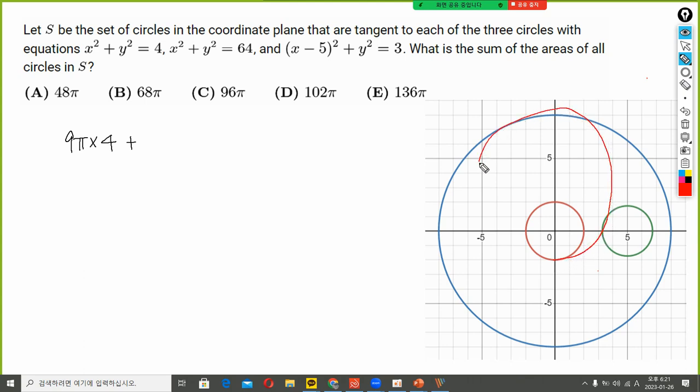We can make this type of circle. The radius is still 5. So 1, 2, and in the opposite direction, 3 and 4. So another 4 types of circle. And the second type circle's area is 25 pi times 4. Yep, so what's the sum of these two?